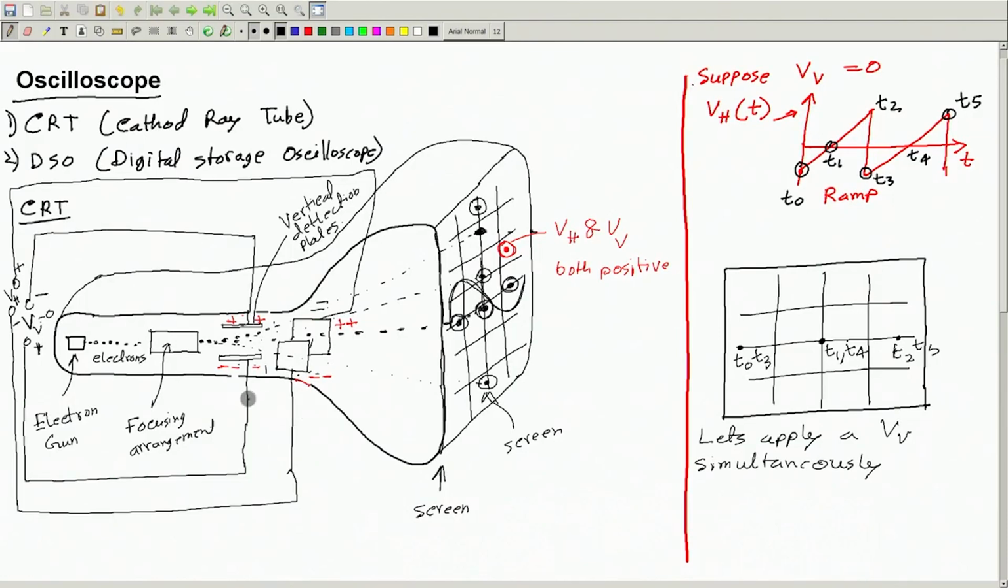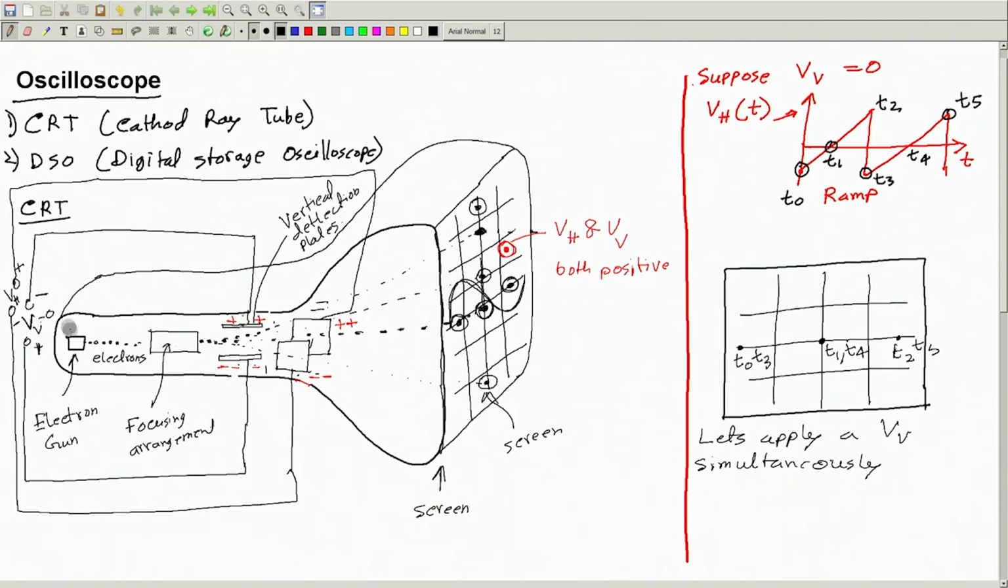Welcome, and we are studying oscilloscope. So in our last class, I tried to demonstrate how a cathode ray tube oscilloscope works, its construction and working principle we talked about. So let me recap very quickly.